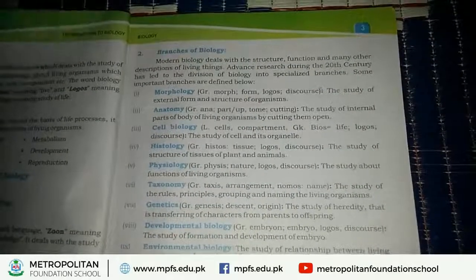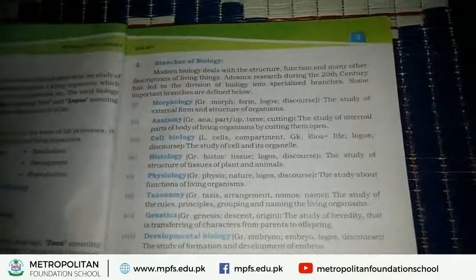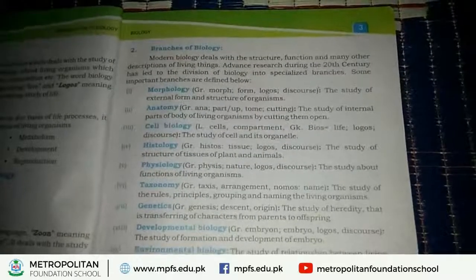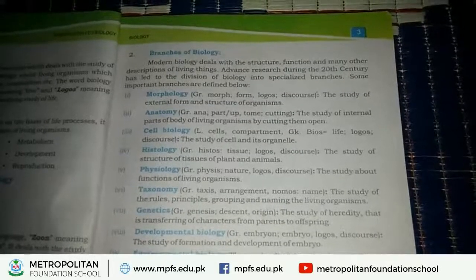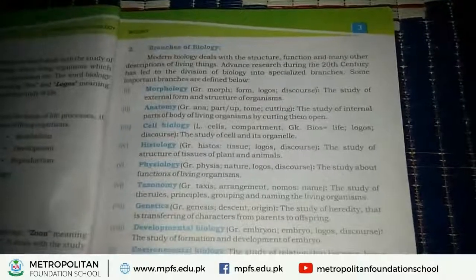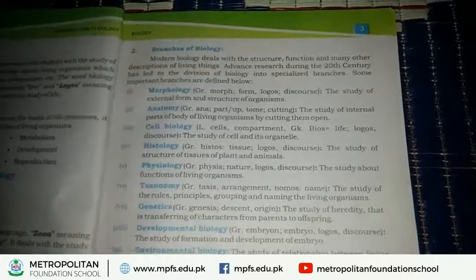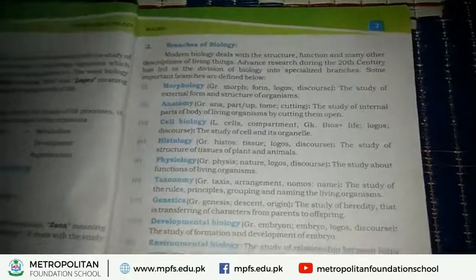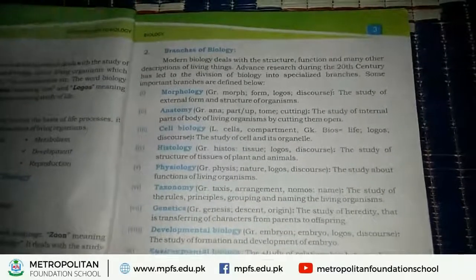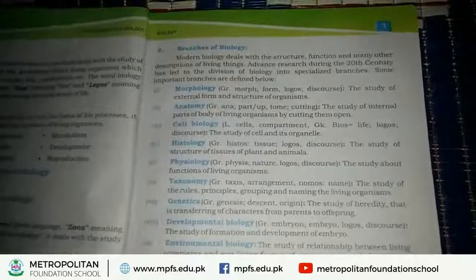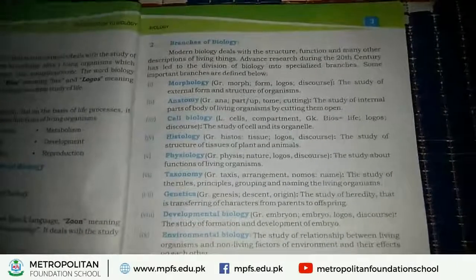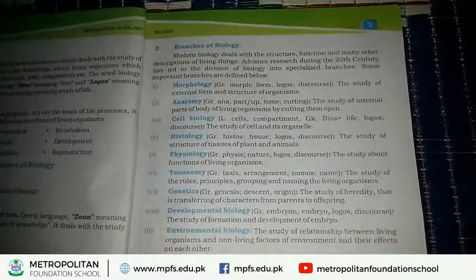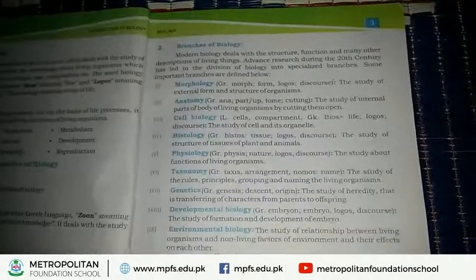Next, physiology. Physiology is also a branch of biology in which we study about function of living organisms. Function of different parts of living organism. For example, function of root, stem and leaf. For example, function of heart, liver, stomach in animals' body and human beings. Okay. The branch of biology in which we study about functions of living organism is called physiology.